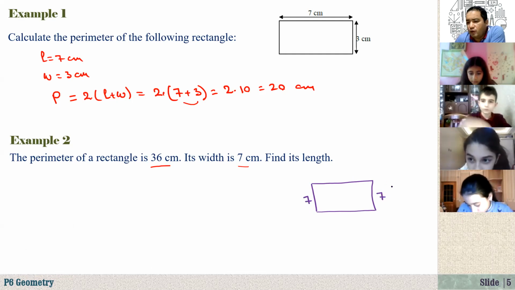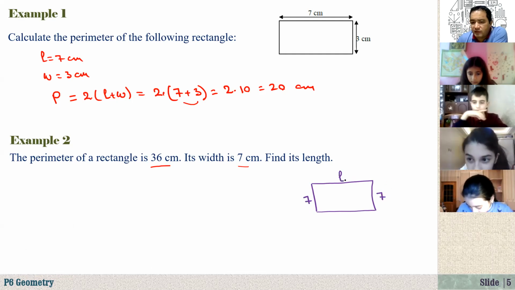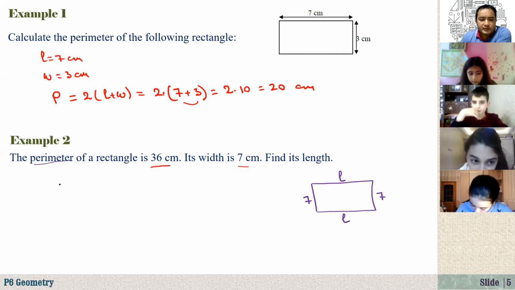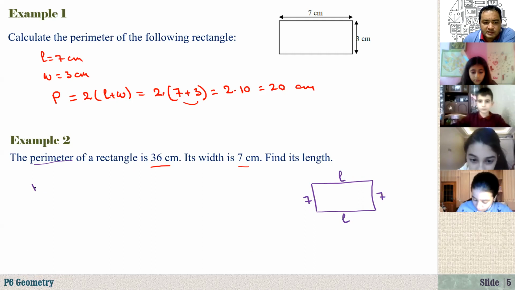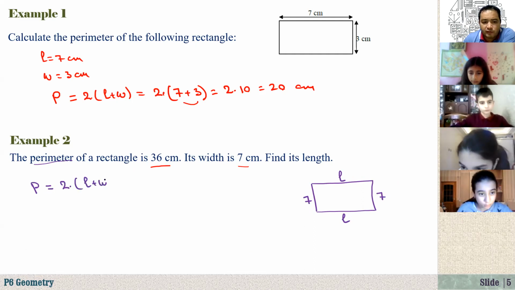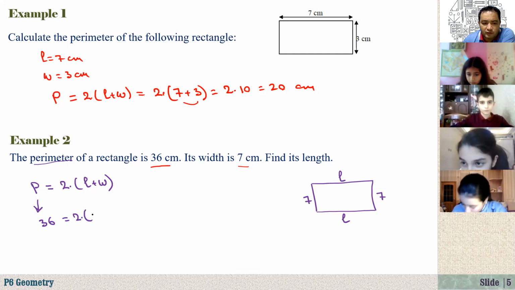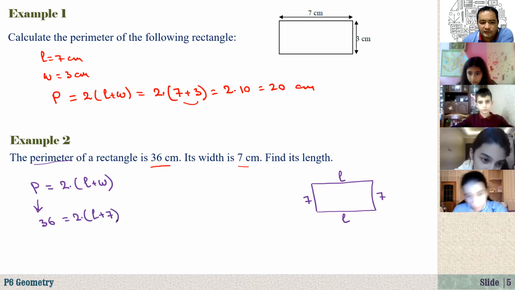And length, we have no idea. So let's say length is L. What is given here? The perimeter is given, right? So here, perimeter is equal to 2 times length plus width. Now, do we know the perimeter? Yes, it is equal to 36. Equals 2 times, do we know the length? We don't know. We are going to find this. Do we know the width? Yes, it is given. It is 7.